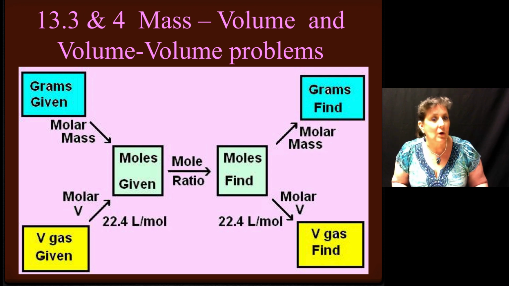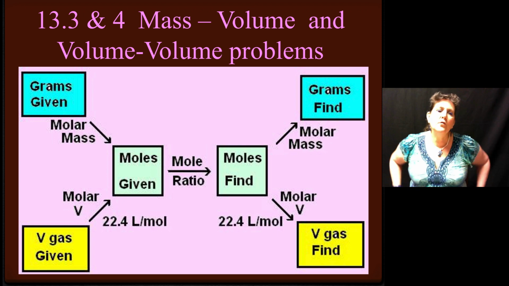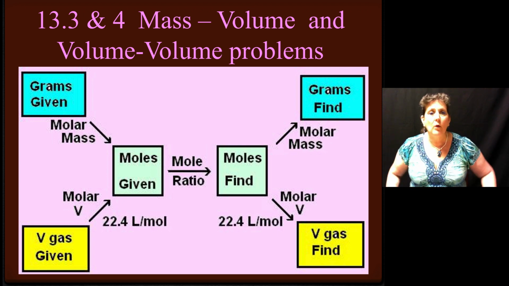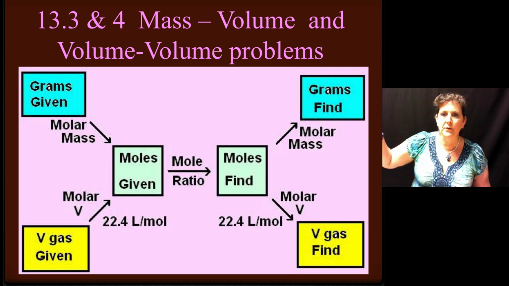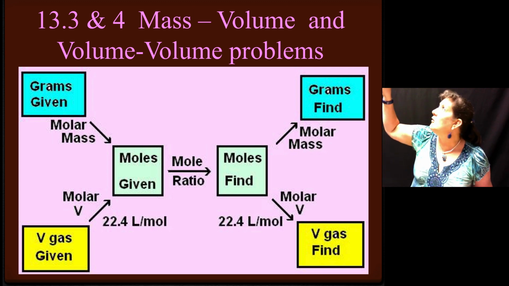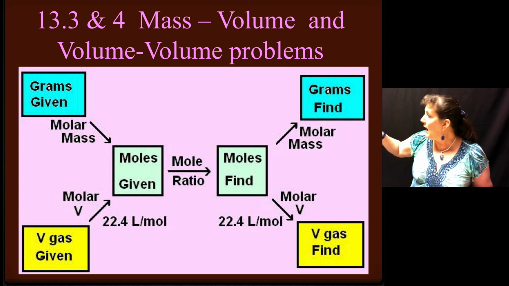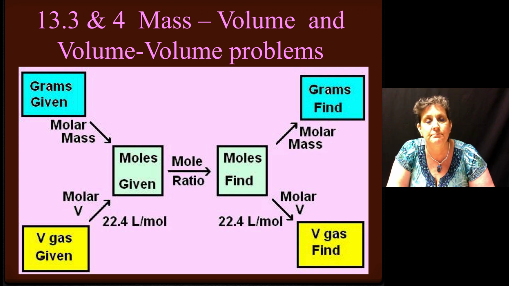So do you remember, 22.4 liters of gas is 1 mole of gas at STP. So we can use 22.4 liters in a mole for any gas to get to moles. Then we can do our mole ratio, moles to moles. And then depending on what we're finding, if it's a solid or liquid, we'll go back up to grams using molar mass. But if we're finding out about a gas, we'll go down and use 22.4 liters in a mole again to find out about that gas.